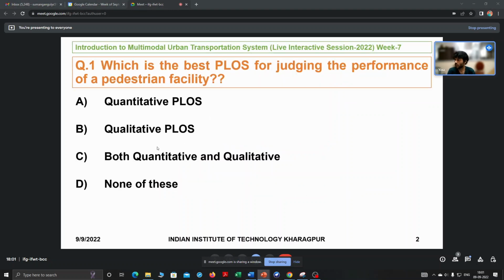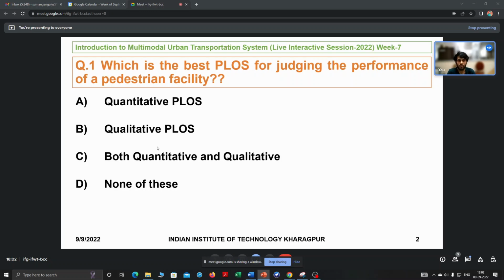So first question is, what is the best pedestrian level of service for judging the performance of a pedestrian facility, right? It is very straightforward. Is it quantitative, is it qualitative, is it both, or none of these?